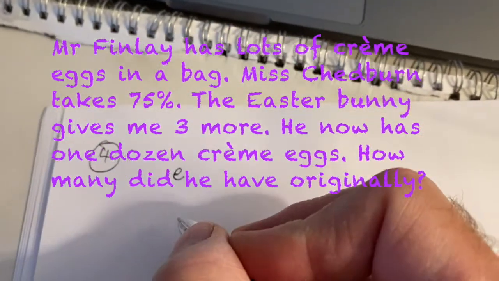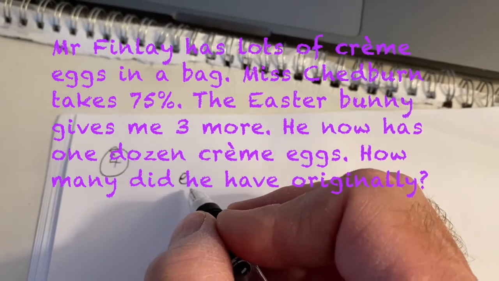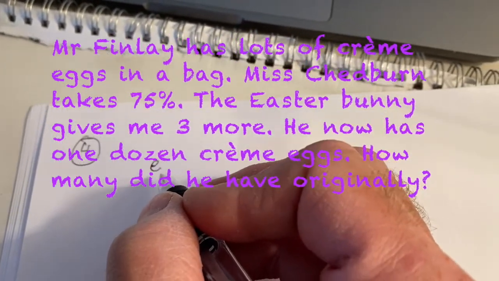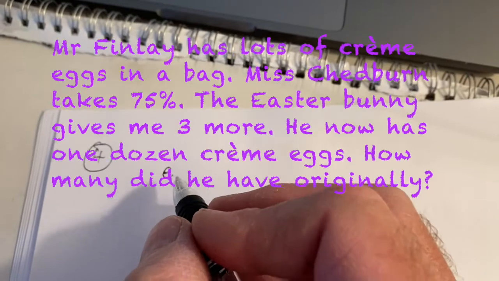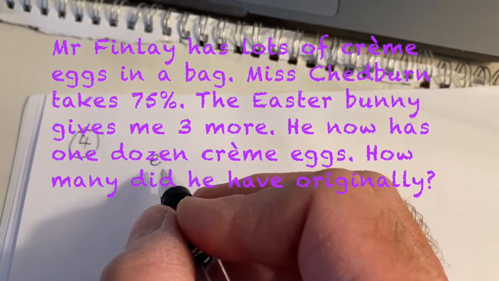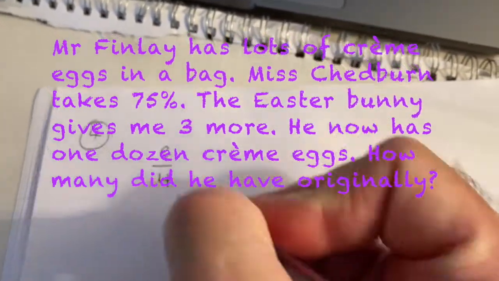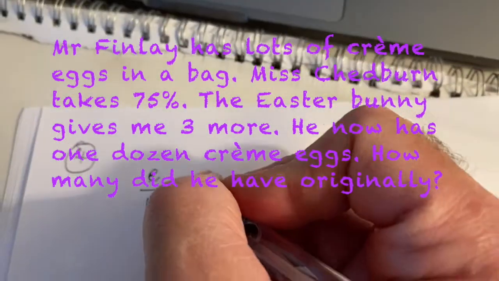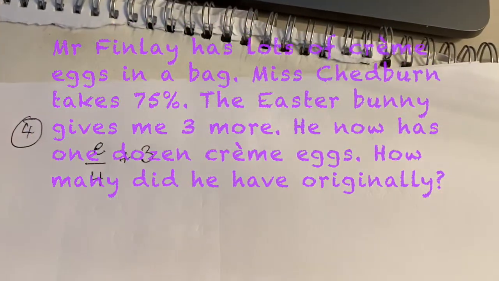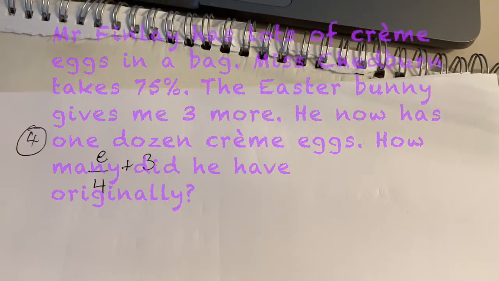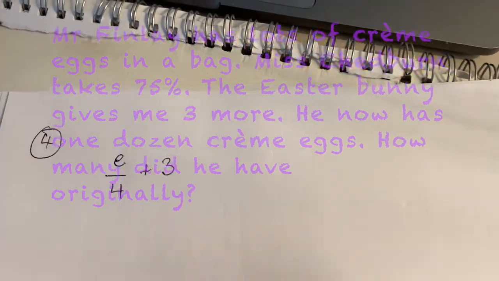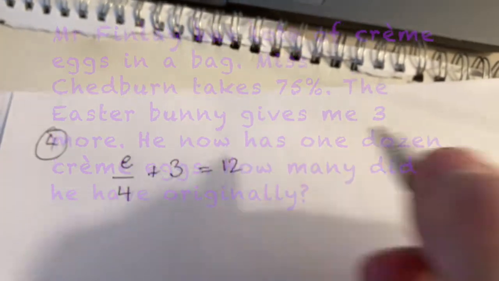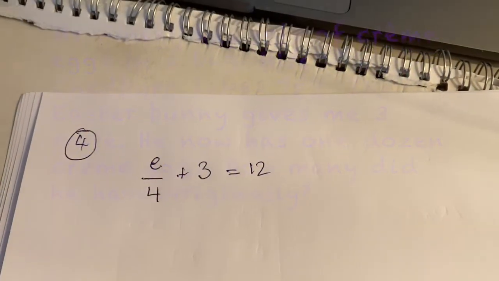So she's going to take 75% of that. Okay. So I'm left with now just a quarter of that. And the Easter Bunny gives me 3 more. Thank you, Easter Bunny. He now has 1 dozen. A dozen means 12.